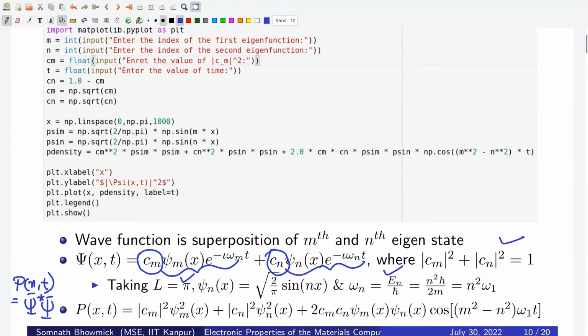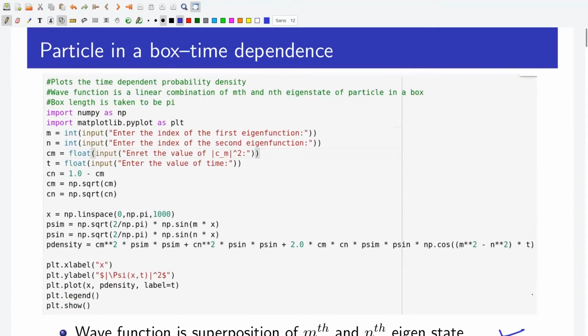Now, the probability density p(x,t) is given by psi star psi, and for this given wave function, the probability density is this. Let us try to understand the code.